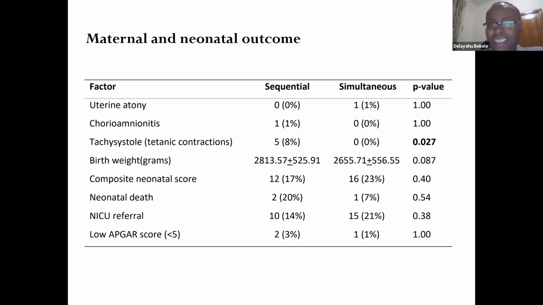And when you see the maternal and neonatal outcome, there was no difference in the rate of uterine atony, chorioamnionitis, the birth weight, and the composite neonatal outcome between the two groups. But the tachysystole or tetanic contraction was more common in the sequential group as compared to the simultaneous one.